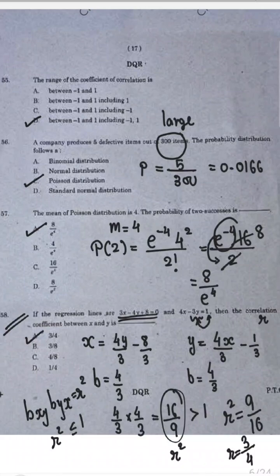So what we have to do is write the first as x equal to, the second as y equal to, and from these two you get the value of b. What is the value of b? The coefficient over here, this coefficient and this coefficient, these are nothing but b values. We don't know which is the correct value of bxy and byx, so you just have to multiply to get r square. If it is less than or equal to 1, you are going right. If not, just take the reciprocal.